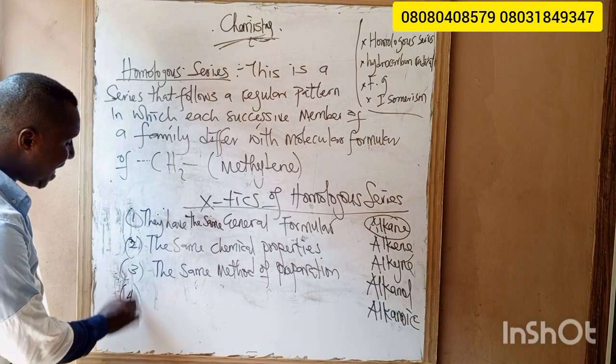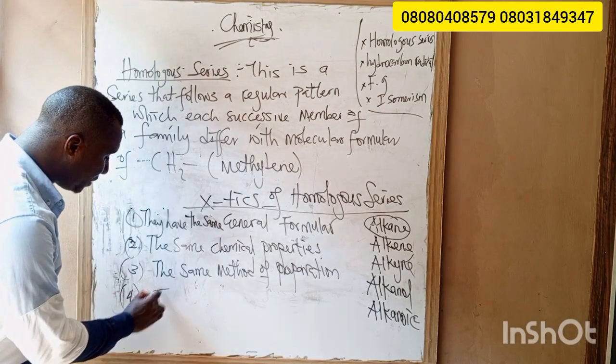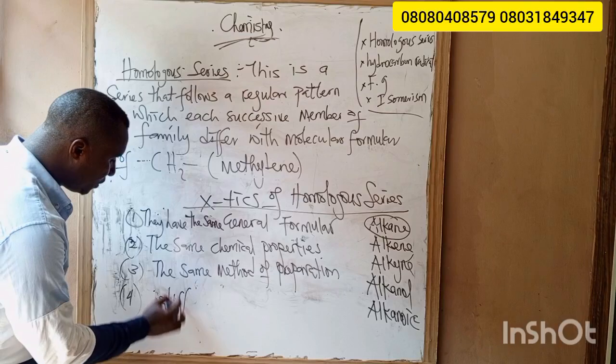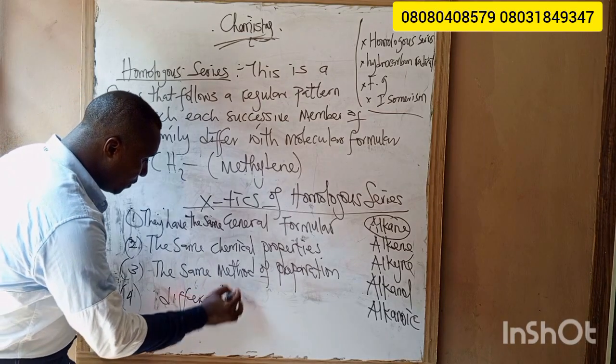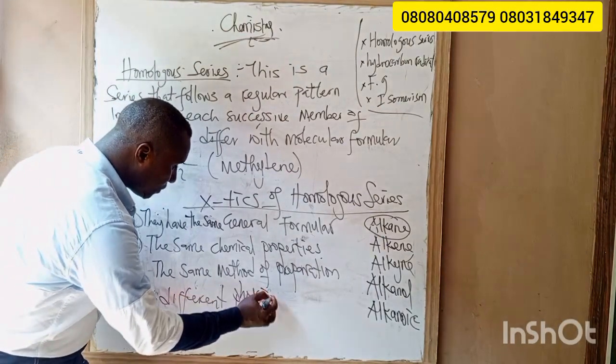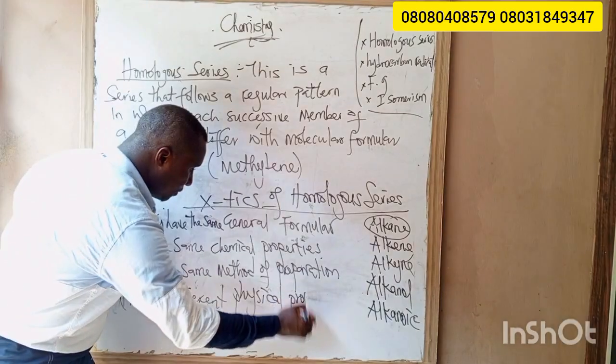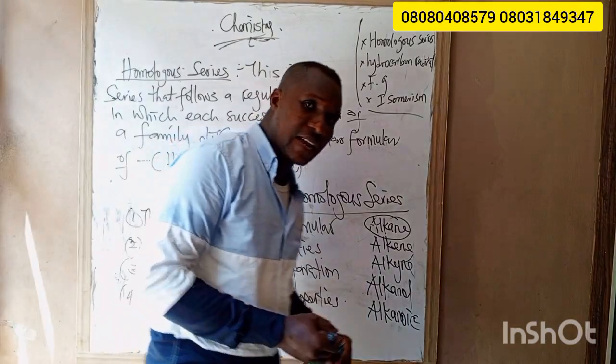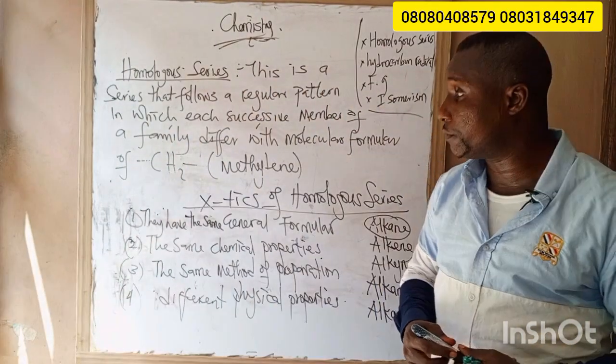Number 4: they have different physical properties. These are the characteristics of homologous series.